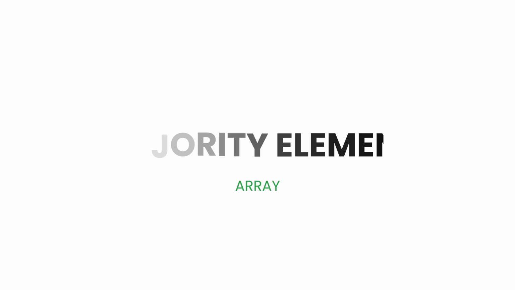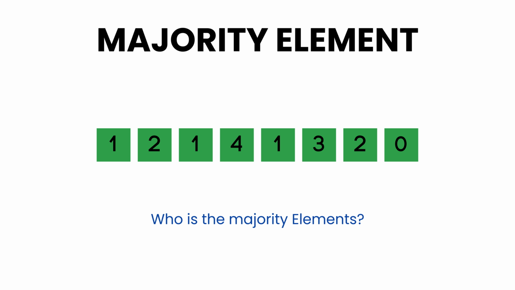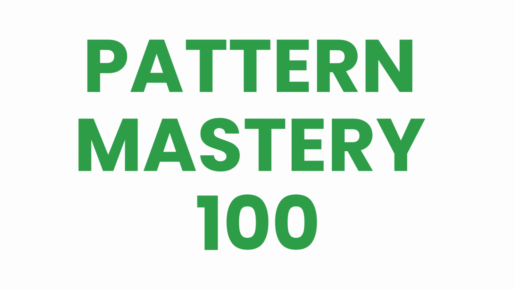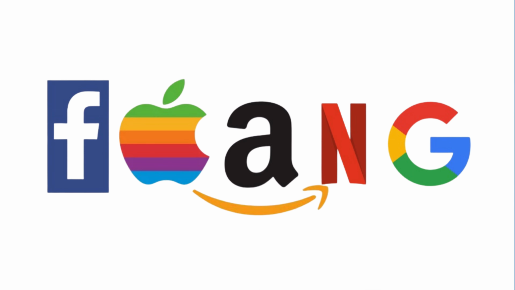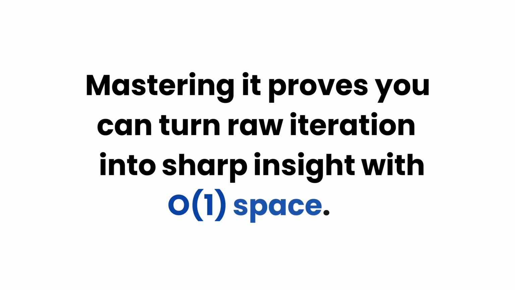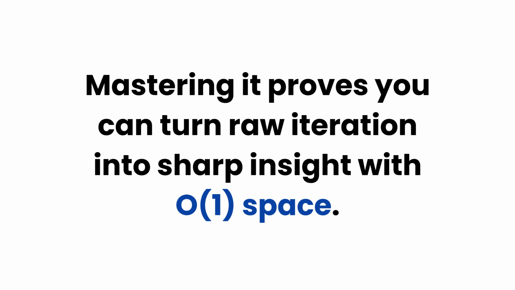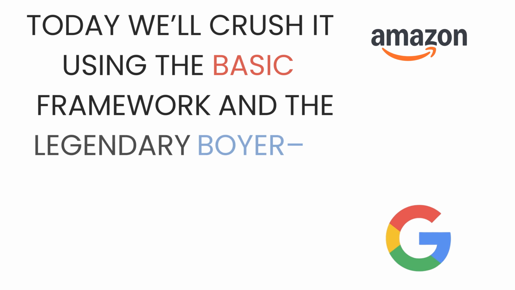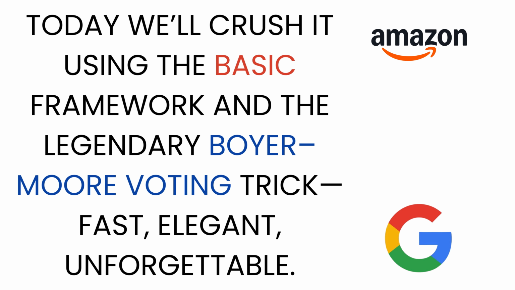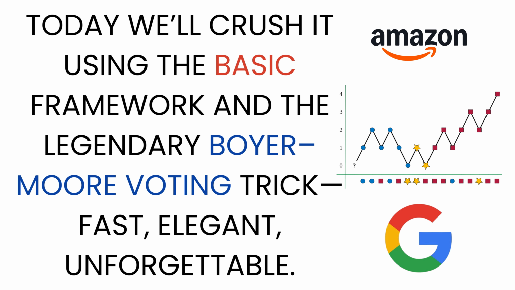Majority element. Have you ever stared at an array and wondered which value silently dominates the room? Majority element is a Pattern Mastery 100 essential and a favorite warm-up at FAANG screens. Mastering it proves you can turn raw iteration into sharp insight with O(1) space. Today we'll crush it using the basic framework and the legendary Boyer-Moore voting trick.